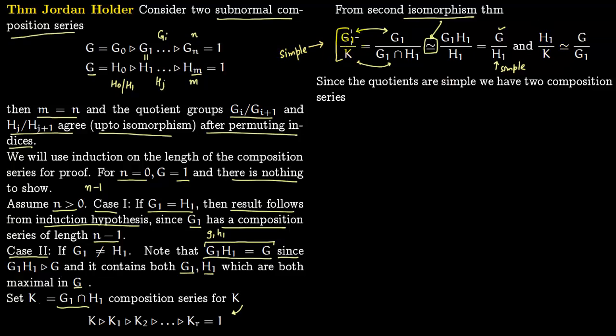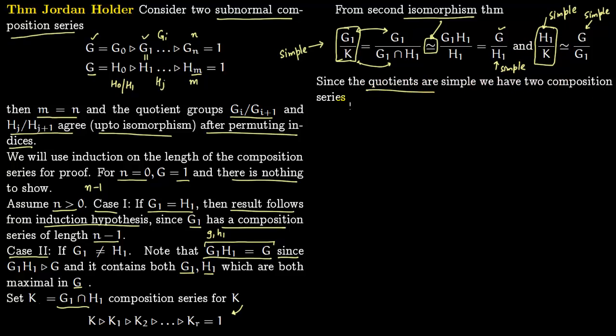Same procedure: instead of G1 over K, you can use H1 over K, and you go through the same process. You get G over G1. Since G0 over G1 is simple, that means G over G1 is simple. This is simple by the definition of composition series, because it is given in the composition series to be simple. So H1 over K is also simple. So the quotients are simple.